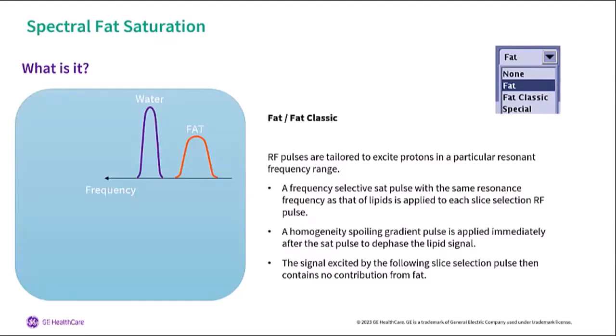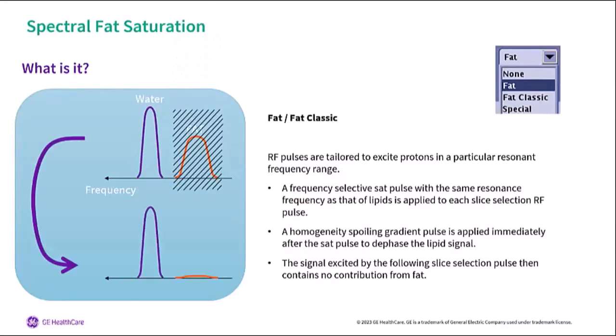During the acquisition, a frequency-selective SAT pulse with the same resonance frequency as that of lipids is applied to each slice. A spoiling gradient pulse is applied immediately after the SAT pulse to dephase the lipid signal. The signal excited by the following slice selection pulse then contains no contribution from fat.